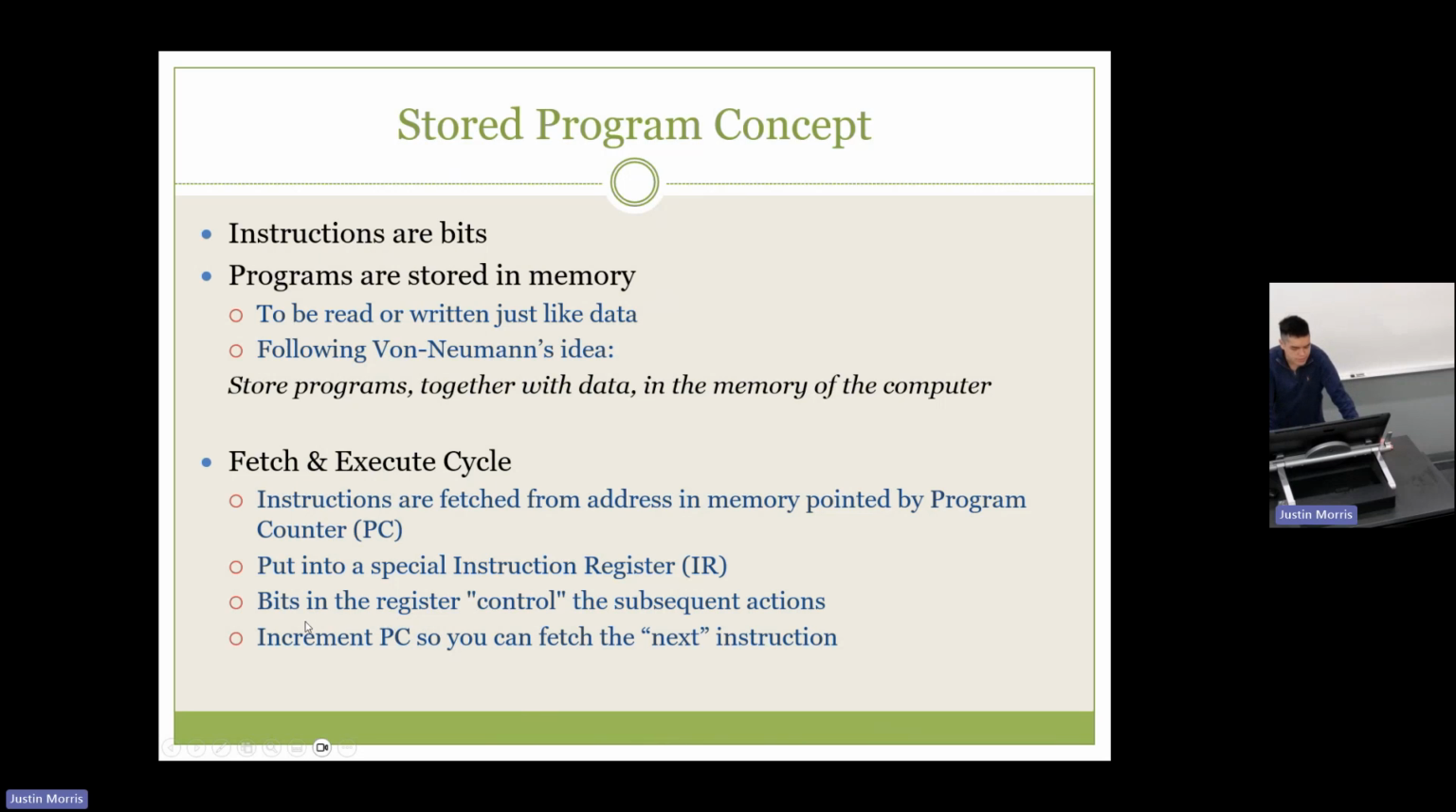And then the bits in the instruction register, which is the instruction that we're trying to execute, determine the control of the data path. So it determines what the actual instruction is going to be. And then when we're done with that instruction, we can increment the PC to point to the next instruction, and we can execute that next instruction.